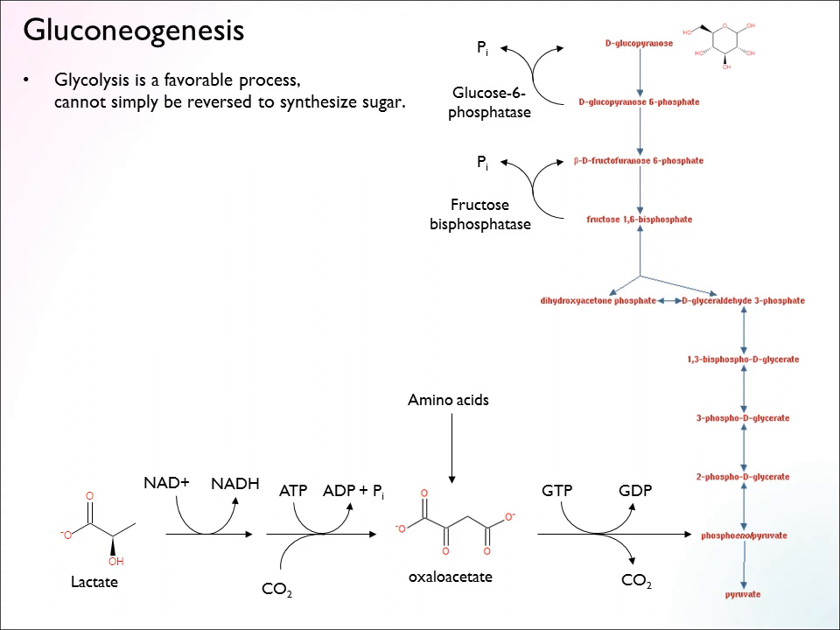So in order to actually synthesize sugar, we have to bypass a couple of steps. And we do that by inputting energy down here in the form of ATP and in the form of GTP. And we do that by foregoing these kinase steps and instead using phosphatases that don't give ATP in this case. So there will be a net cost, an additional cost of ATP and GTP in order to make this happen.